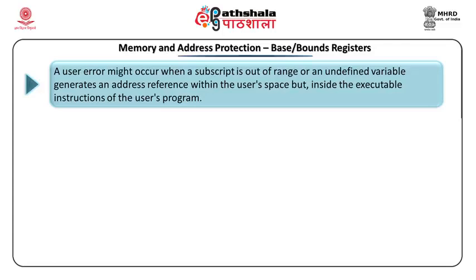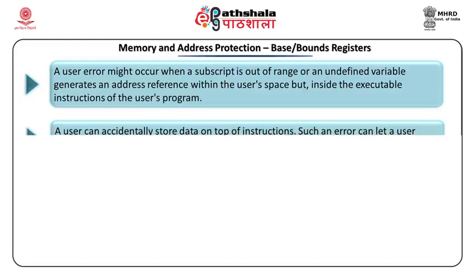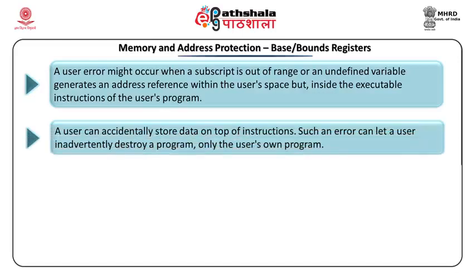A user error may occur when a subscript is out of range or undefined. A variable generates an address which is within the user space, but it is inside the executable instructions of the user's program. That means 100 to 105 is available to the user, but it is the user's program code. So, a variable which generates a reference between 100 and 105 should not be allowed. In this manner, a user can accidentally store data on top of instructions. What happens if it is allowed? The variable can destroy a user's program.